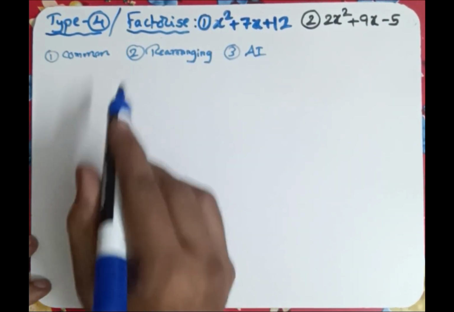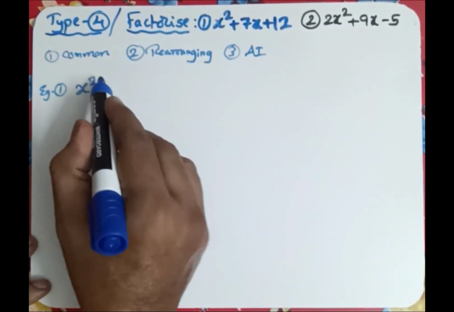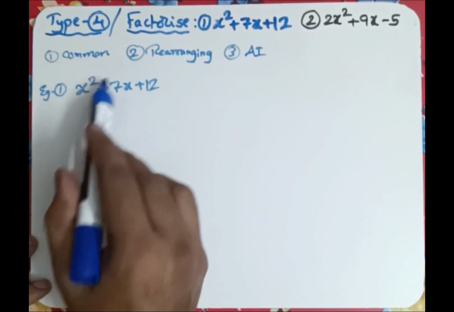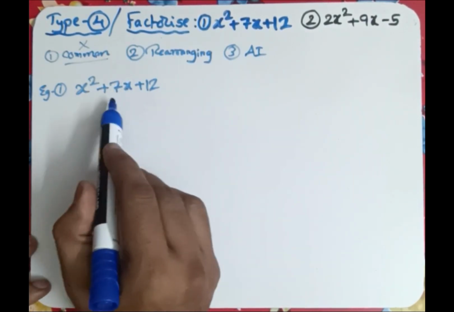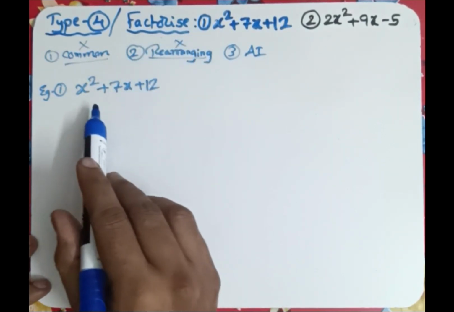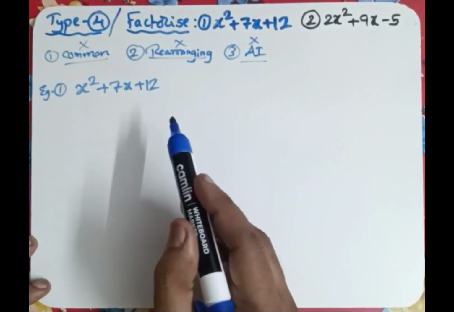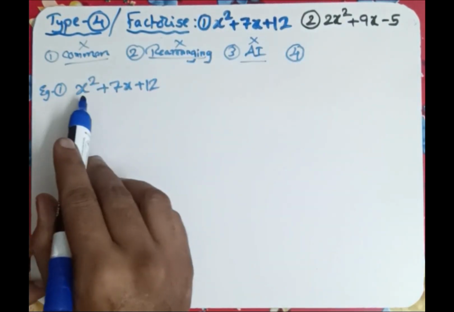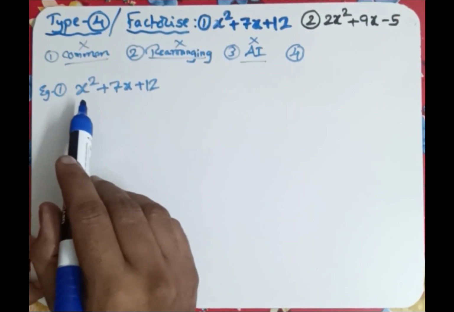Okay friends, let us see the first example. That is x square plus 7x plus 12. If you observe here, there is no common factor, so we don't take this. Rearrangement also is not possible, as it is 3 terms, a trinomial. And there is no identity visible here, so no algebraic identity. Then we have the fourth one: we see this as a trinomial and the highest power is 2, so we call it a quadratic polynomial.